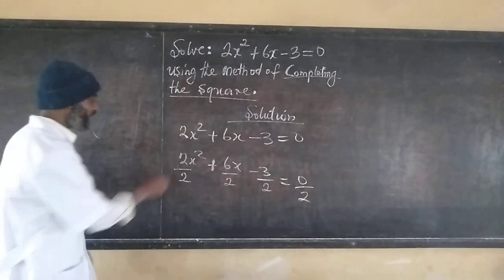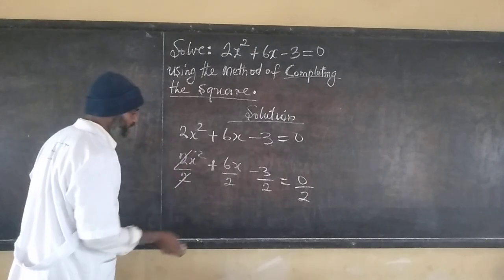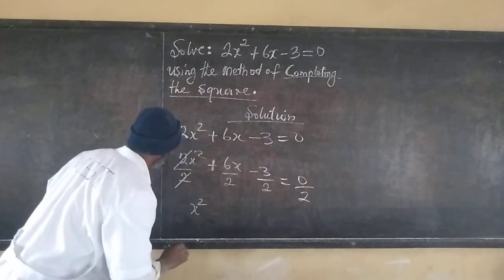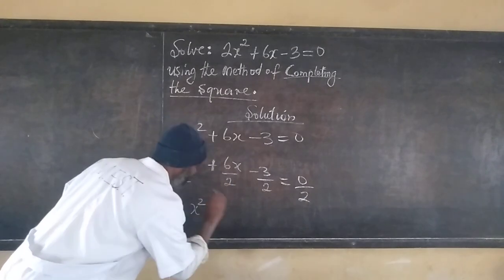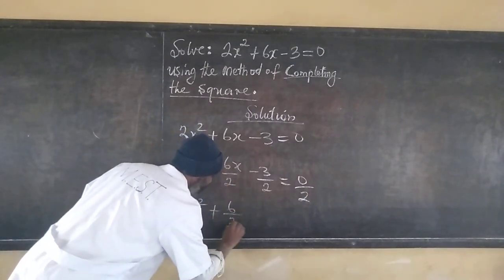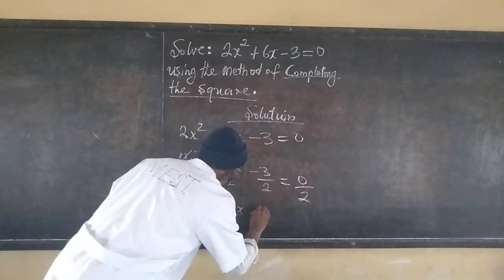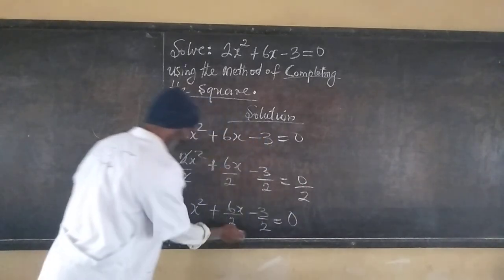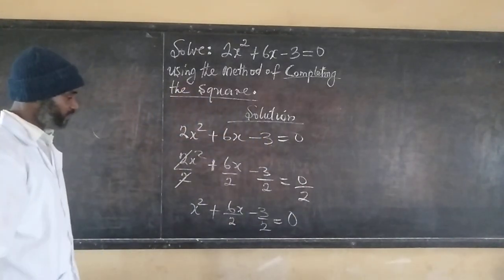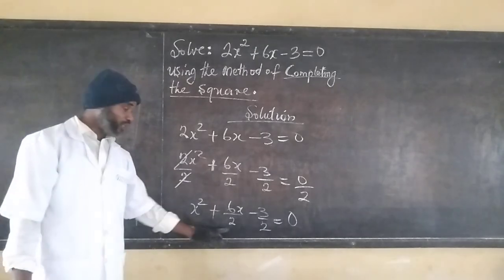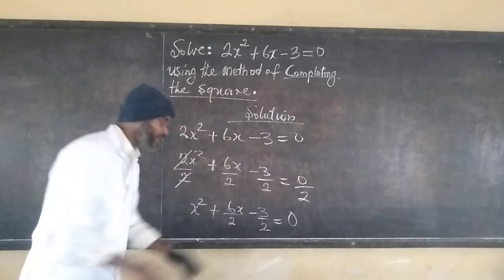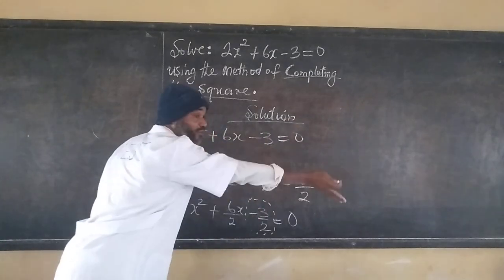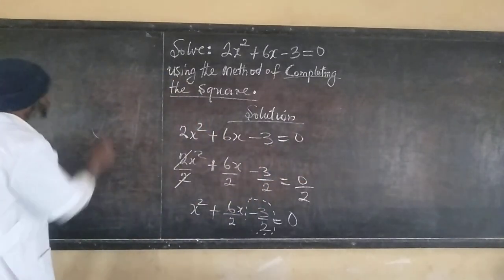And then the second thing, we cancel out. We are left with x squared plus 6 over 2 x minus 3 over 2, and 0 over 2 remains 0. The next thing to do is to take the constant term, minus 3 over 2, to the right hand side. And we have it this way.